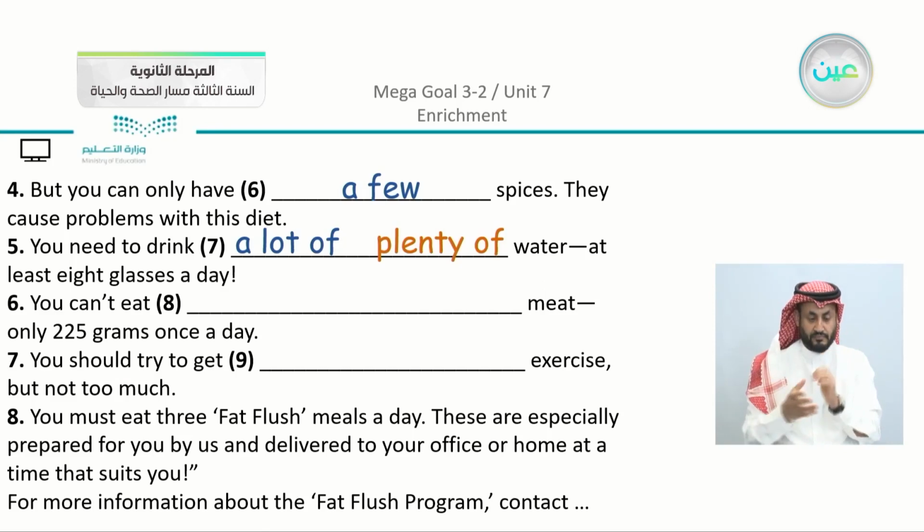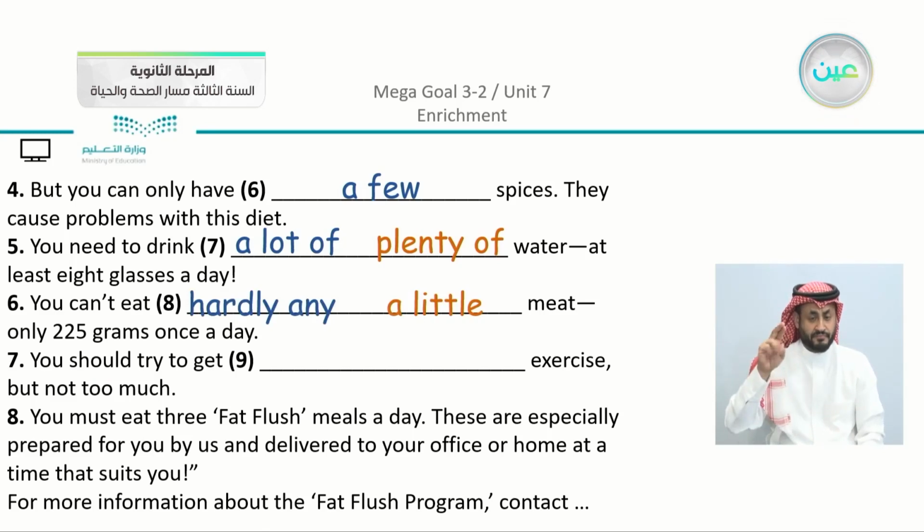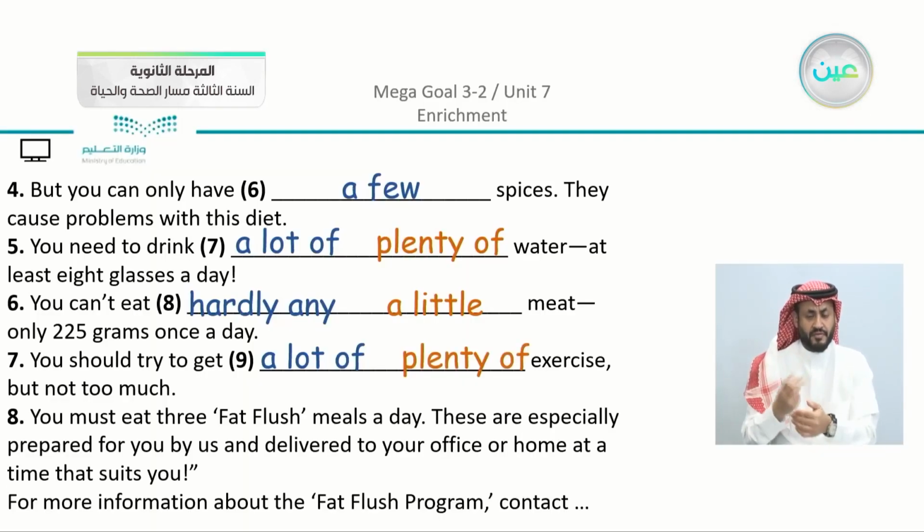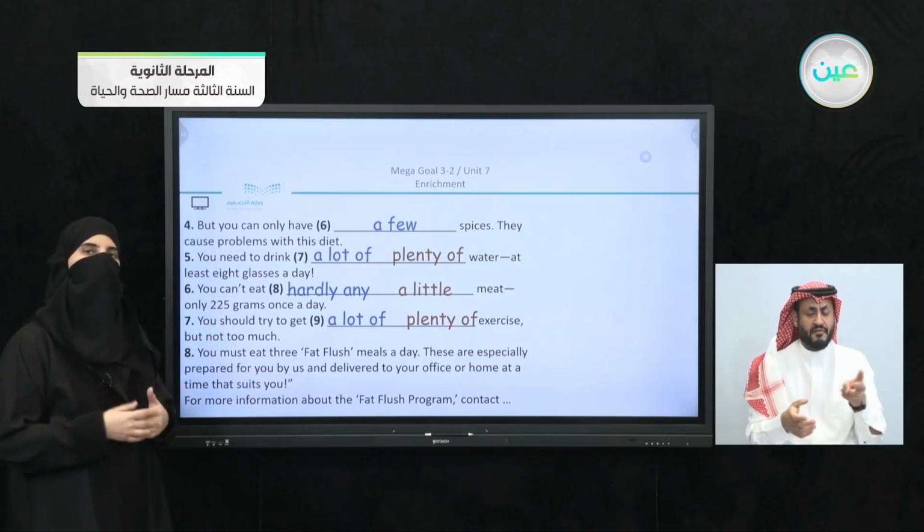Number 6, you can't eat blank meat, only 225 grams once a day. So you can see that we are giving just a little bit or hardly any, or we can say a little meat, not too much. After that, we have in number 7, you should try to get blank exercise, but not too much. So since we have here not too much, we can say either a lot of or plenty of exercise. Number 8, you must eat 3 fat flush meals a day. These are specially prepared for you but by us and delivered to your office or home at a time that suits you. For more information about the Fat Flush program, contact and so on. So you can see that we applied the different words that are connected to quantity.